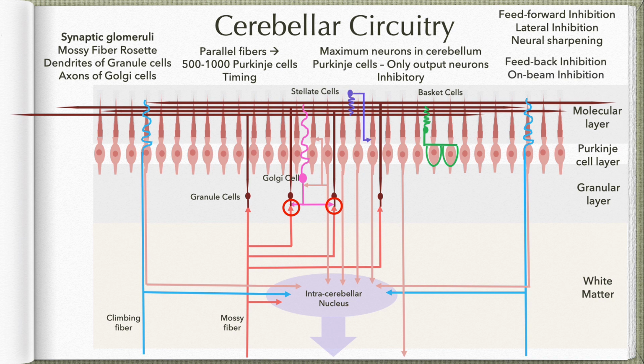There is also feedback inhibition, which is done by Golgi cells, which will be inhibiting the granule cells, or it will also be done by the collaterals of the Purkinje cell axons themselves. Now this is on-beam inhibition, that is, at a local point there will be inhibition. So both these feed-forward and feedback inhibition will be seen in the cerebellum, which will result in exciting only the required number of Purkinje cells in the selected microzone.